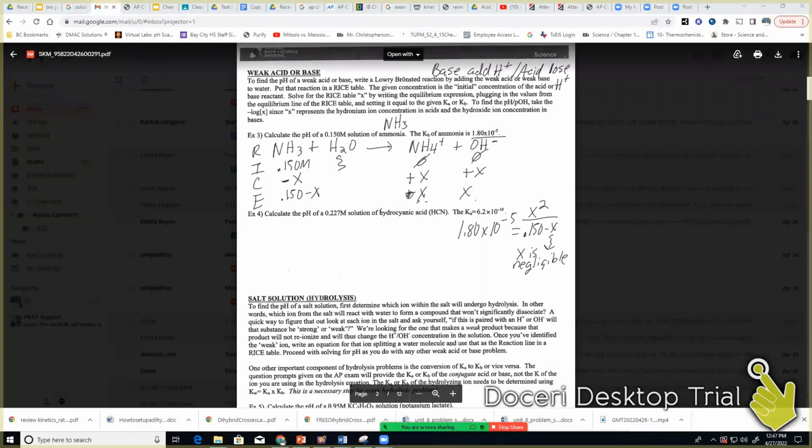So I'm going to skip some steps for time's sake. You bring this up and multiply and then take the square root. And when we do, we get 0.00164 molar. And you have to remember that that is equal to your hydroxide concentration.